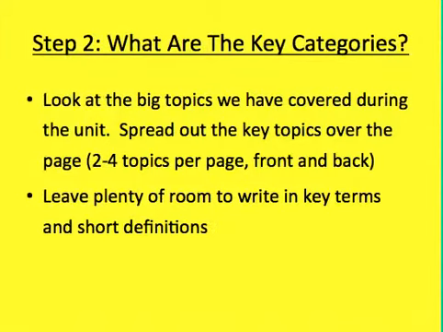Step 2. What are the key categories? Look at the big topics that we have covered during the unit. Spread out the key topics over the page. There should be no more than 2 to 4 big topics per page, and that is on front and then 2 to 4 on the back, depending on your writing. Make sure you leave plenty of room to write in key terms and short definitions.